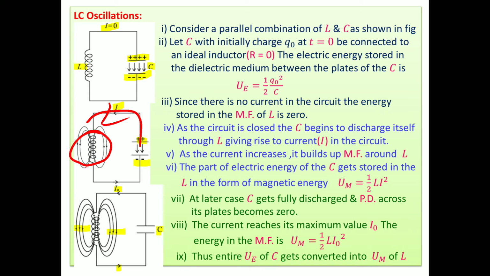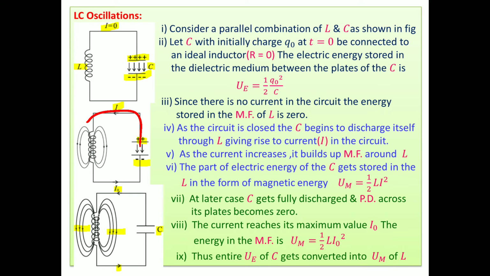Look here. And as the magnetic field goes on increasing, part of the electric energy of the capacitor gets converted into, or stored in, the inductor in the form of magnetic energy. This magnetic energy is taken as half Li square. And thereafter, at a later stage, C gets fully discharged. Thereafter, when it sends a current, the inductor is fully discharged.